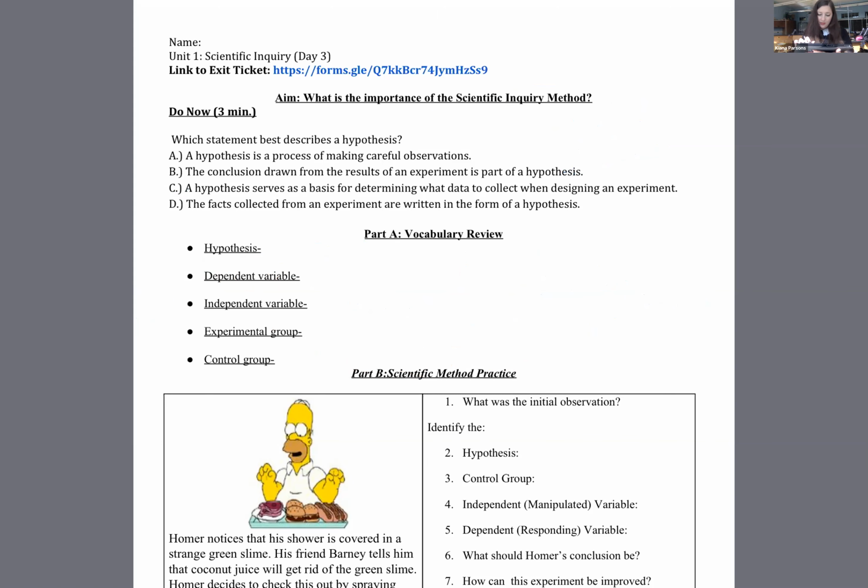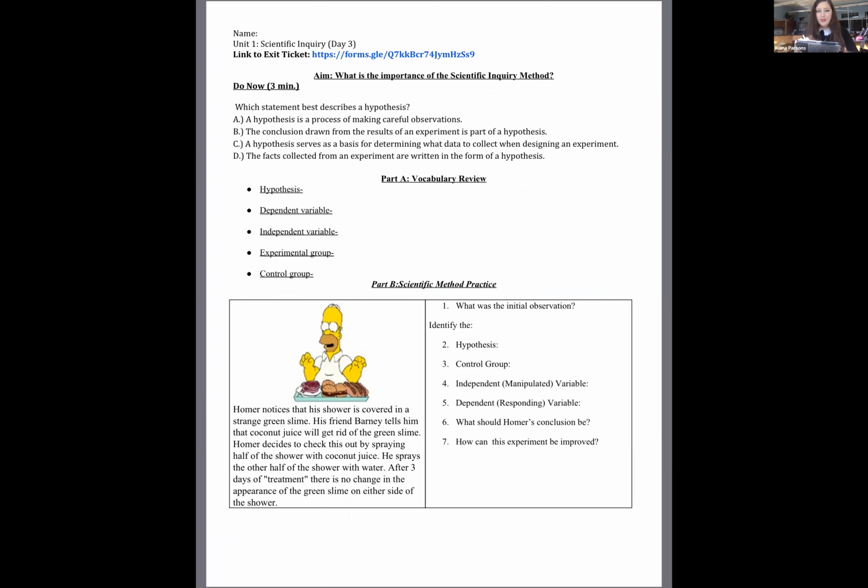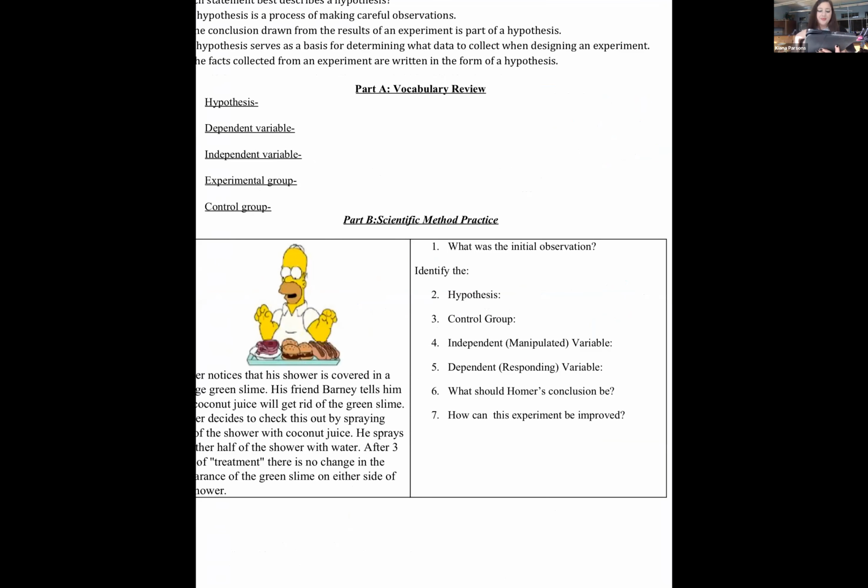Here we go. Let's take a look at Homer. Part B, scientific method practice.